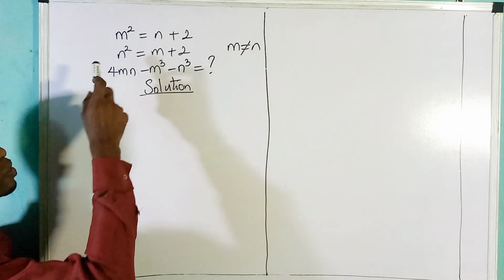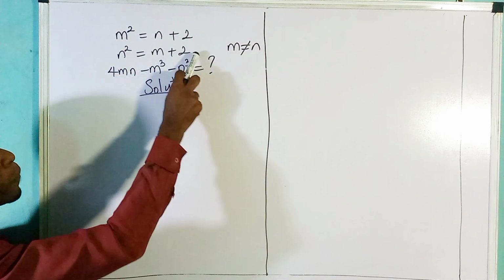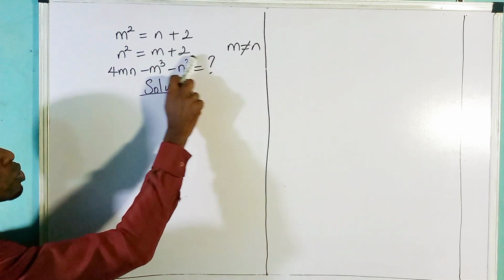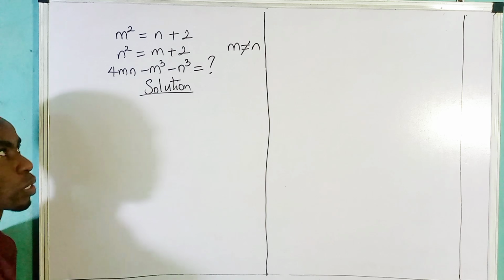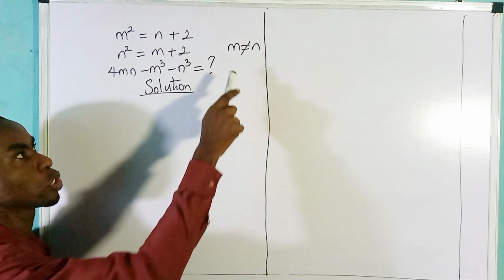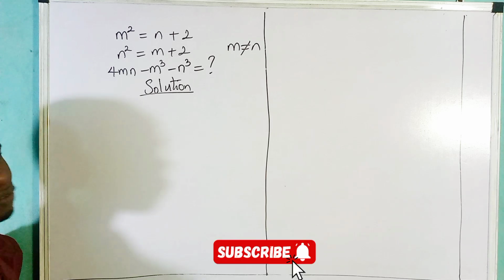So this is the question. m squared is n plus 2, and n squared is m plus 2. We are being told to find the value of 4mn minus mq minus nq. And there is a caution: m is not equal to n. So how do we solve this particular question?